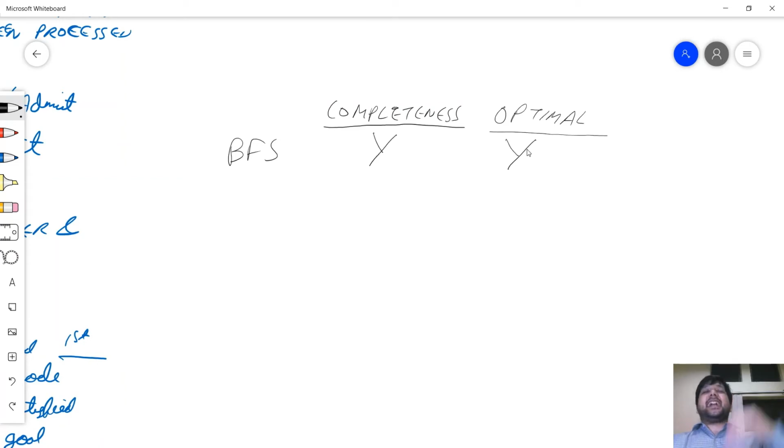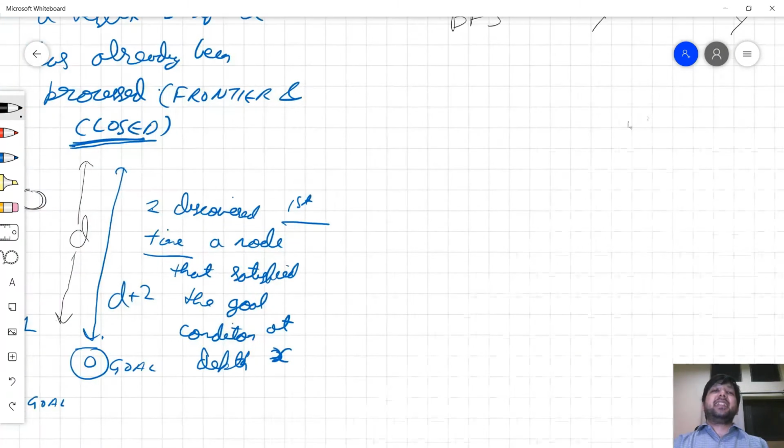And therefore, I say that yes, BFS is optimal. And of course, the standard criterion: for graphs which have all step costs the same, or all step costs equal to 1, only in that case is BFS optimal.